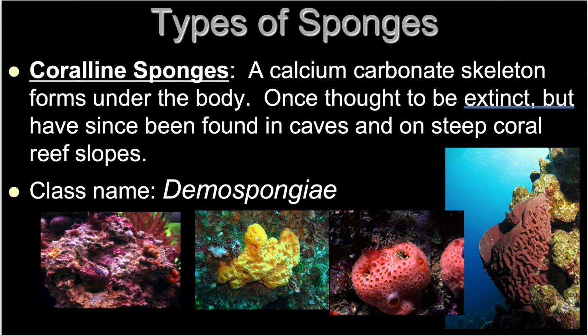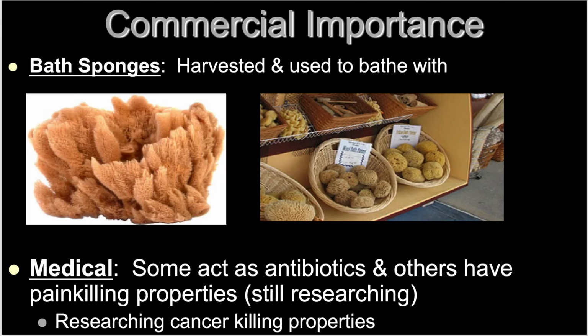Next up is coralline sponges. These guys have a calcium carbonate skeleton that forms under the body, and they were once thought to be extinct, but have since been found in caves and on steep coral reefs and reef slopes. So there's a variety of what they look like in colors and shapes, and these are just a few pictures of coralline sponges. And then the last thing to talk about is commercial importance.